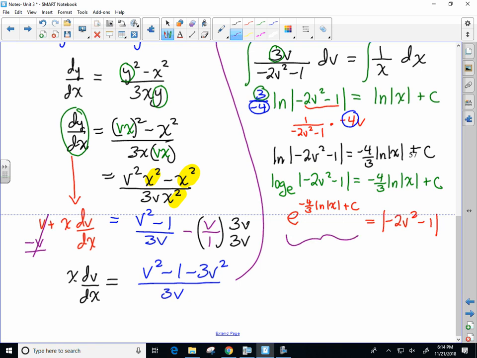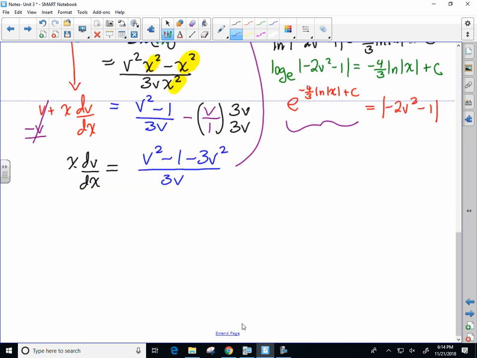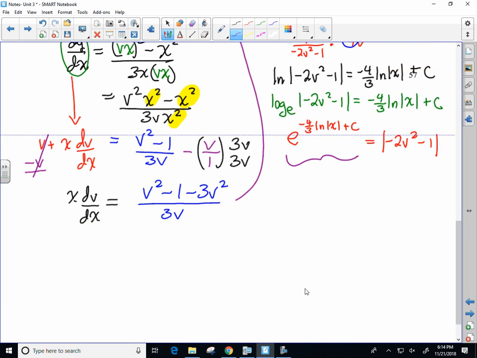And this is just a whole lot of pre-calc, really, because when you think about it, where did the calculus happen? Right from here to here. Just this step to this step. Everything else is some kind of algebra or pre-calc content knowledge, right? So, e to the negative 4/3 ln of x times e to the c.